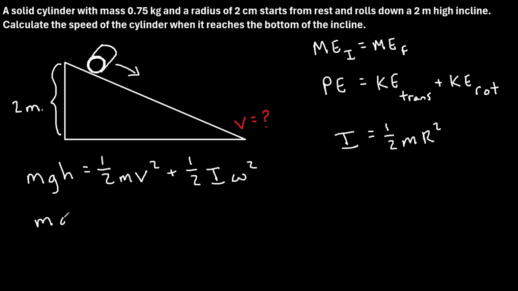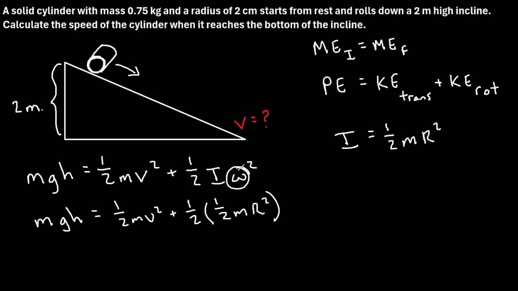What we'll get is mgh is equal to 1/2 mv squared plus 1/2 times, for I, 1/2 times m times the radius squared. For the angular velocity, we also need another important formula: the angular velocity of an object is equal to the linear velocity v divided by r, the radius. So we can substitute this in for the angular velocity here. Notice that we have it squared, so really what we're substituting is v squared over r squared. When we make this substitution, the r squareds cancel out, so the radius actually doesn't matter.